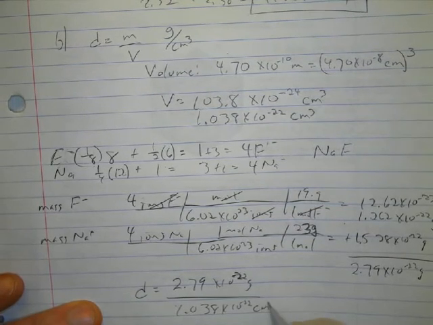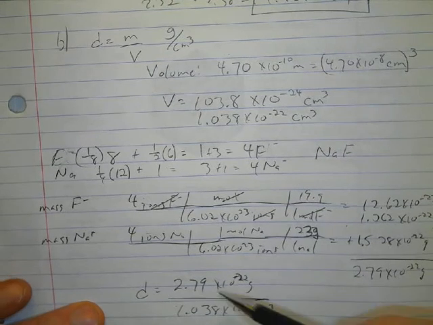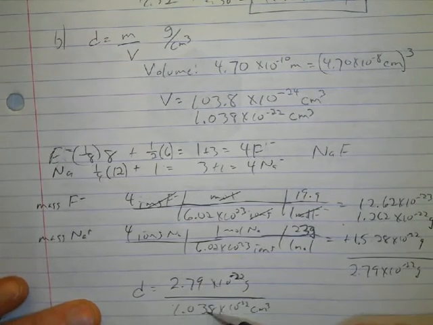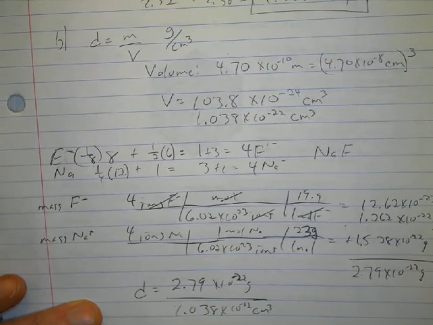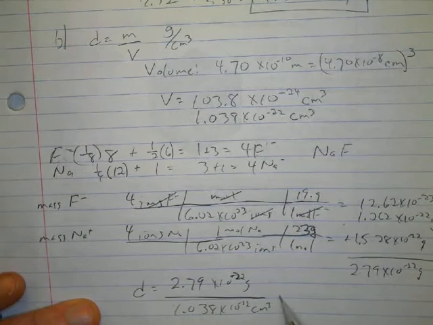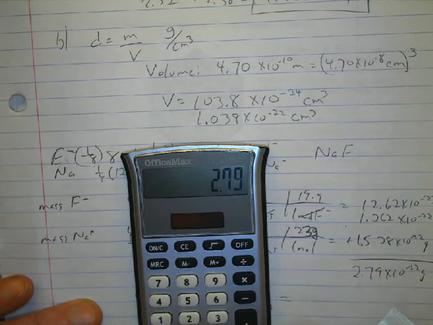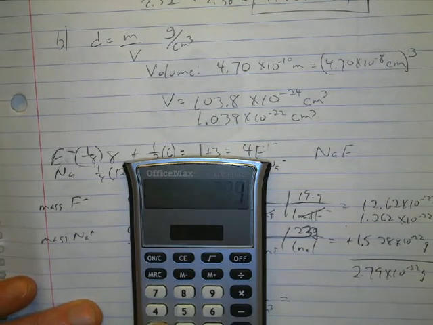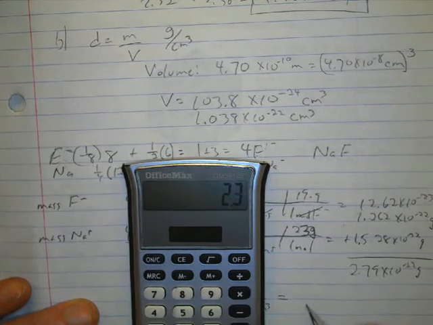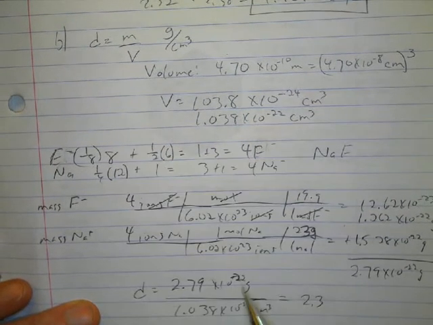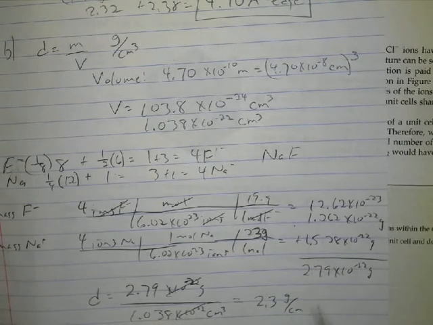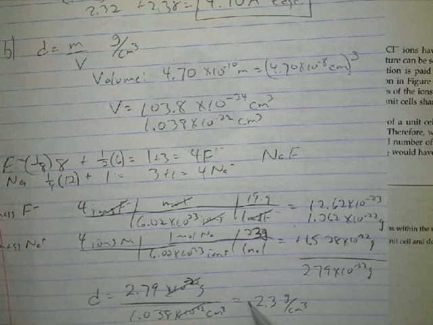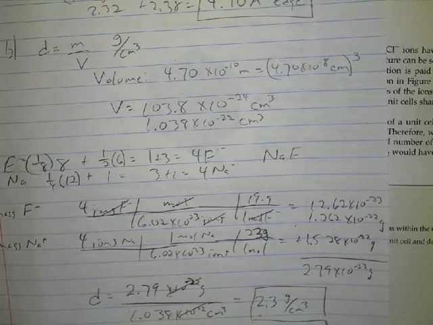Now let's think for 1 second. You always kind of want to think, are you on the right track? 2 divided by 1 is going to be a number bigger than 1. Is sodium fluoride denser than water? Yes. So this is going to be a sensible answer. So all we have to do now is divide 2.79 by 1.038, and we get 2.3. What are our units? Notice that everything else cancels. We have grams per cubic centimeter, and we're done. There's the length of an edge, and there's the density of sodium fluoride.